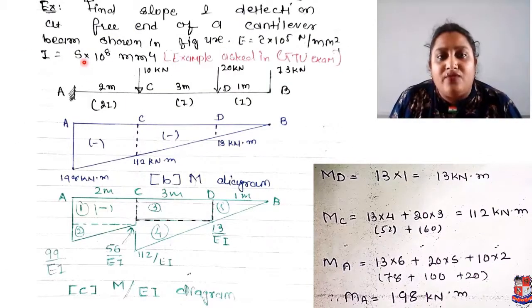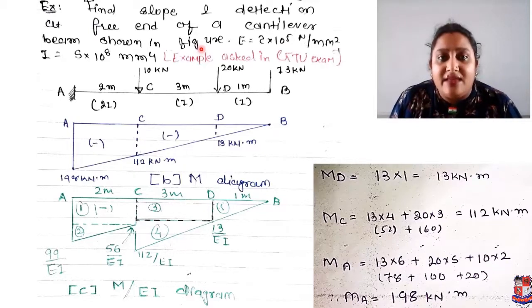Now we have to go for another example. Here, find slope and deflection at the free end of the cantilever beam shown in the figure. E is equal to 2 into 10 raised to 5 Newton per mm square. I is equal to 5 into 10 raised to 8 mm raised to 4. That example was also asked in GTU previous exams, so it is also important for study purposes. Based on that we can calculate other problems.